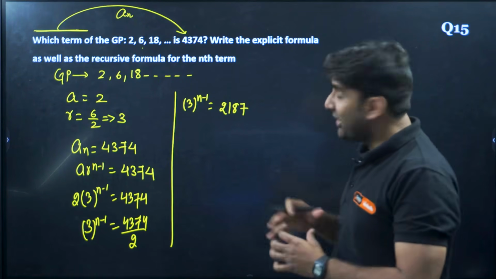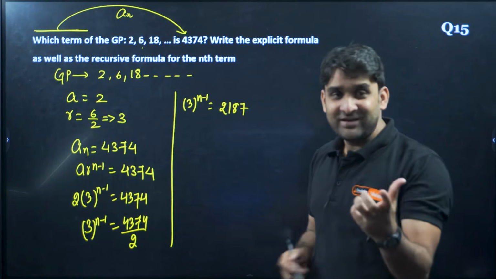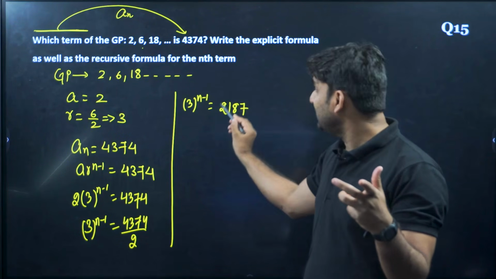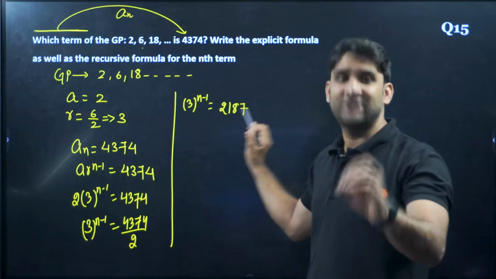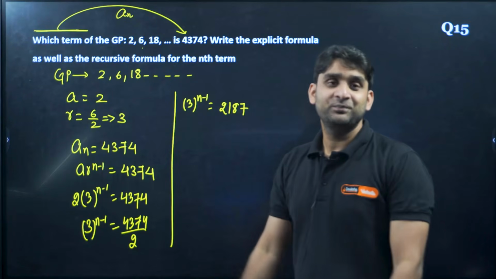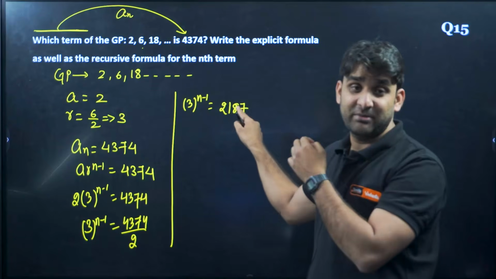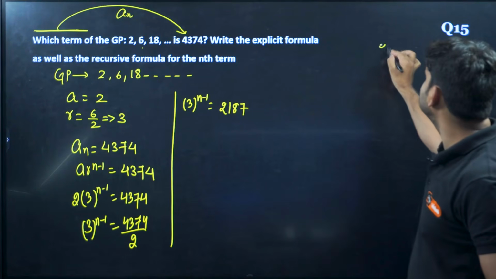Right? Now what should be your target? The left hand side base is 3. So if we can make this number in base 3, then we can compare the exponents. So the target is to change this number into base 3. So let's take LCM.